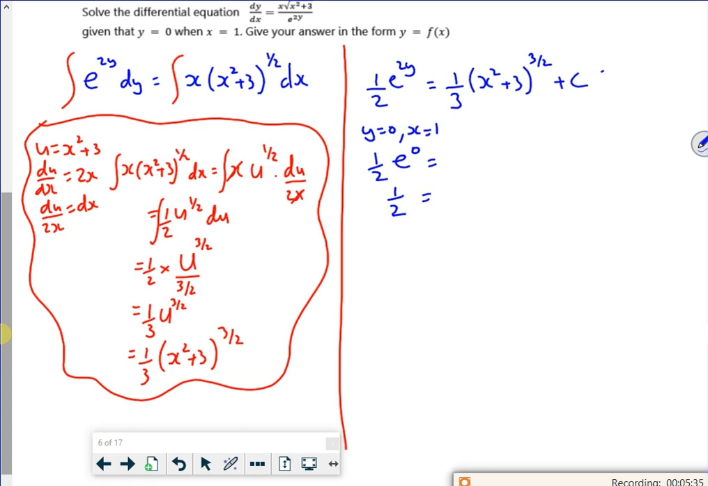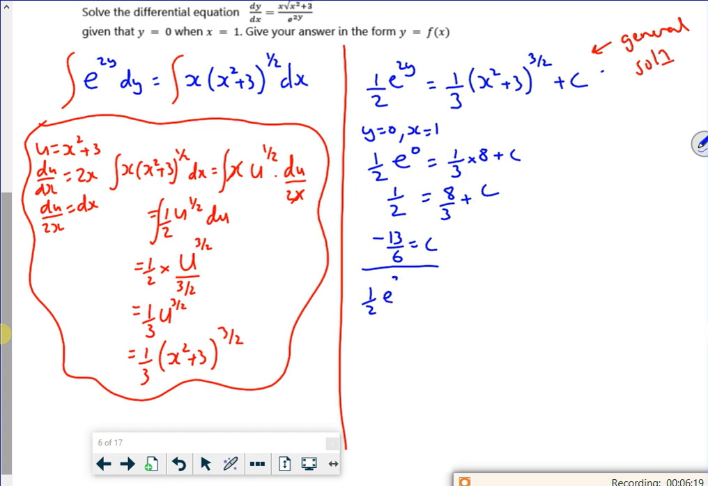I put 1 in there, I've got a third. Now if I put 1 in, 1 squared is 1, add 3 is 4. Square root it is 2, cube it is 8. I've got 8 over 3 plus c. Take over the 8 over 3, I've got 3 over 6 minus 16 over 6, so minus 13 over 6 for c. So just a reminder, this one's my general solution. And then I've got this value now, so I can put it as a particular solution.